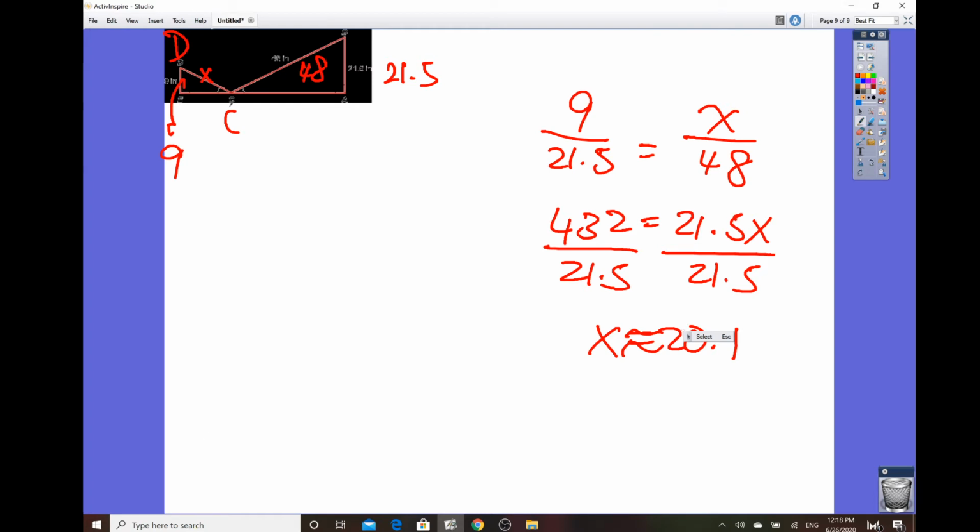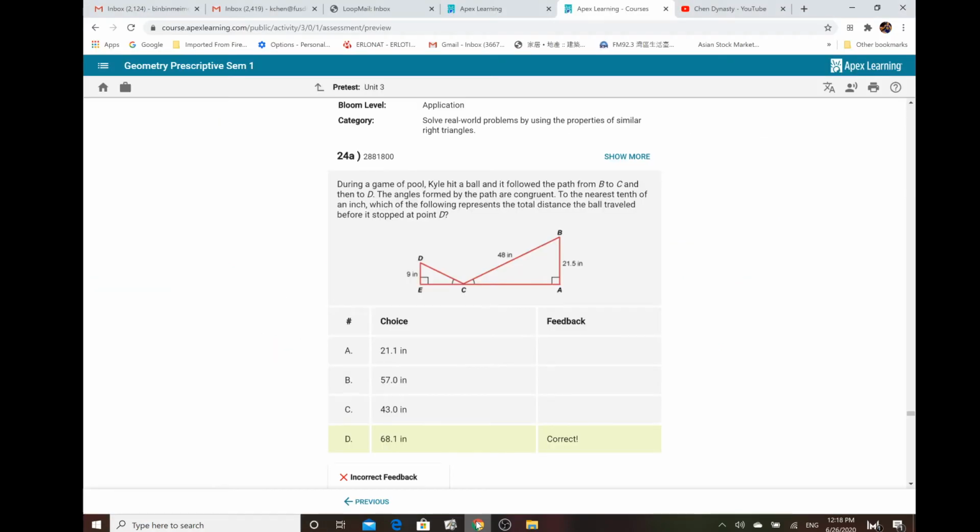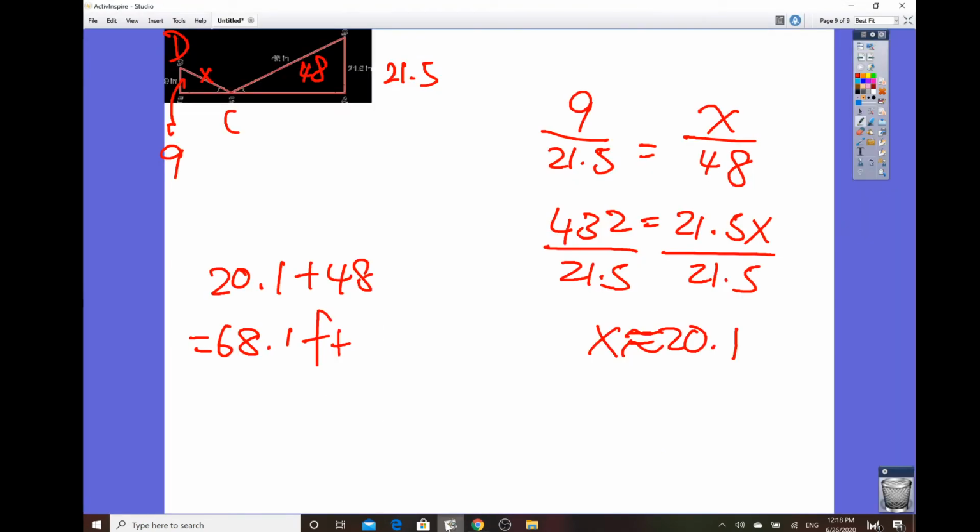Now, so we found a distance from point C to point D, but we need to get the distance from point A all the way to point D. So basically, we need to combine that 20.1 and 48 together. So we'll end up with 68.1 inches, excuse me, inches. Got to be careful the unit, so the unit got to be matching with what it's being given here.